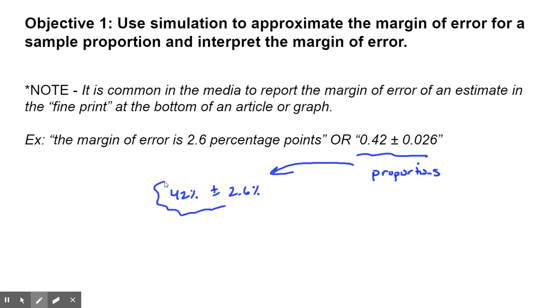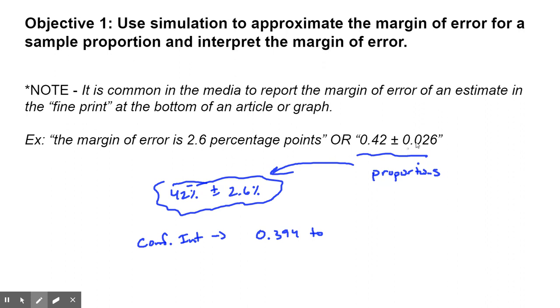So that would be using percentages. And again, when I talked about confidence intervals, what would the confidence interval be for this situation? Well, to get the confidence interval, you would simply take 0.42 and subtract 0.026. So when you do that, you get 0.42 minus 0.026, 0.394.